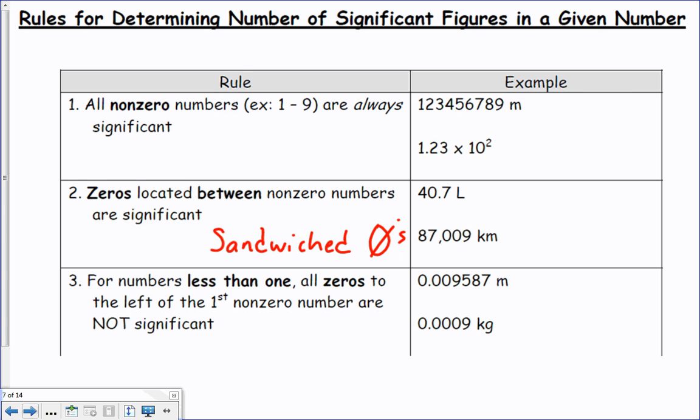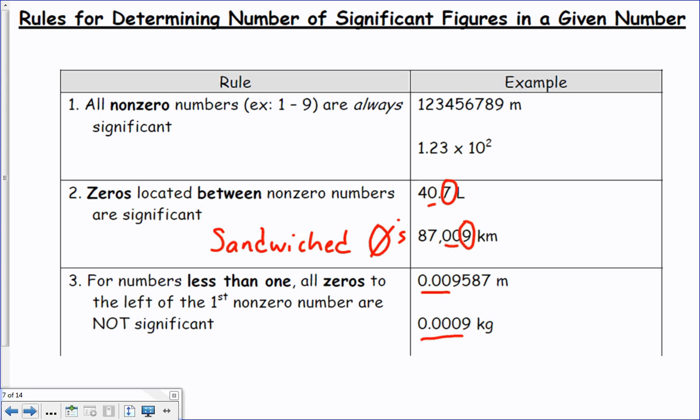Okay? Sandwich zeros are important. That's this one here and this one here. Those are considered measured because we actually measured these last numbers. Okay, so measured numbers is what we're looking for. For numbers less than 1, all zeros to the left of the first non-zero are non-significant. So that's these guys here and these guys here.